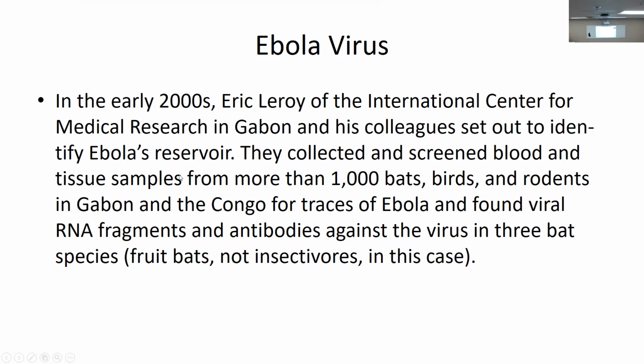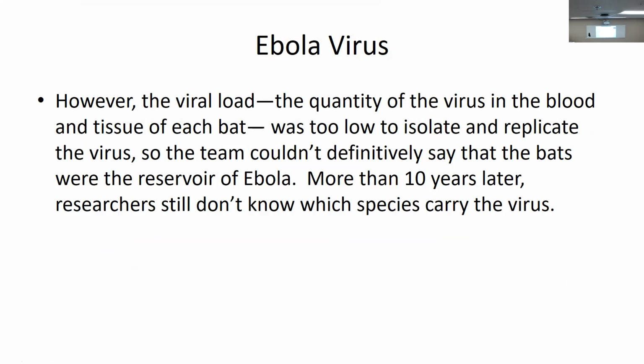So into the early 2000s, a group went out to look for the Ebola reservoir. They collected and screened blood and tissue samples from more than 1,000 bats, birds, and rodents for traces of Ebola, and found viral RNA fragments and antibodies against the virus in 3 bat species, fruit bats, non-insectivores in this case. The viral load was too low to isolate and replicate the virus, so the team couldn't definitively say that bats were the reservoir hosts of Ebola. More than 10 years later, researchers still do not know which species carries the virus.